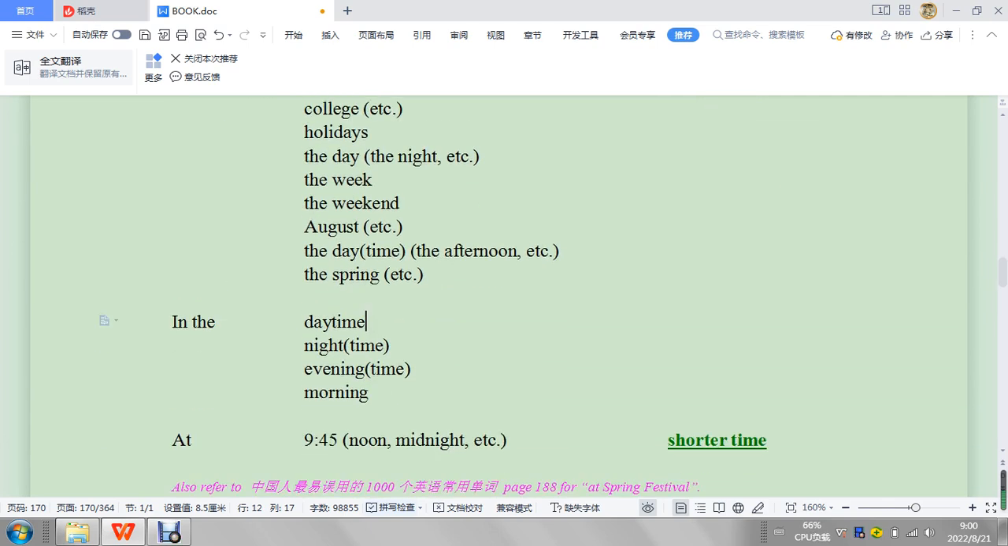So at, most of the time we're going to use at for a space. So it's either for a space, like at the ball game, at my house, or it's a very, very specific time. Okay? So I'm going to leave you guys with that.